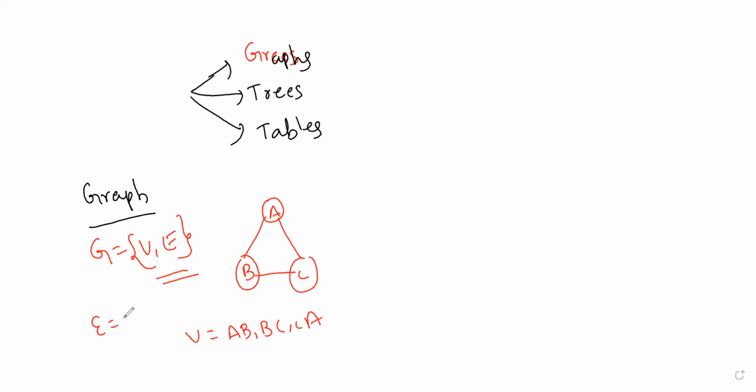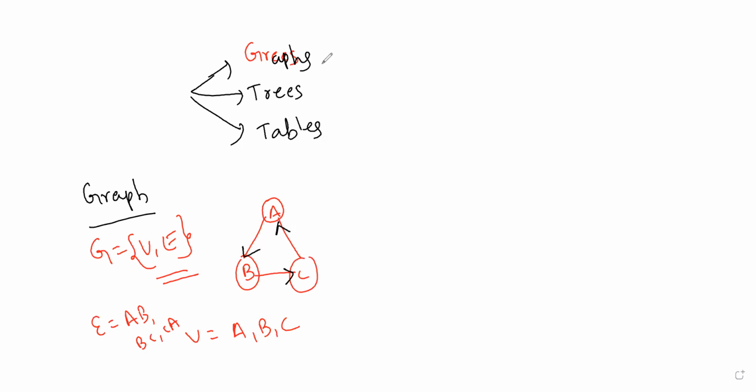Vertices are nodes. Anyway, edges we have A B, B C, C A. So vertices are A comma B comma C. So this is called a graph. Again, you have different types of graphs. A simple graph is there, and directed. Suppose if I mention arrows, it is called a directed graph.